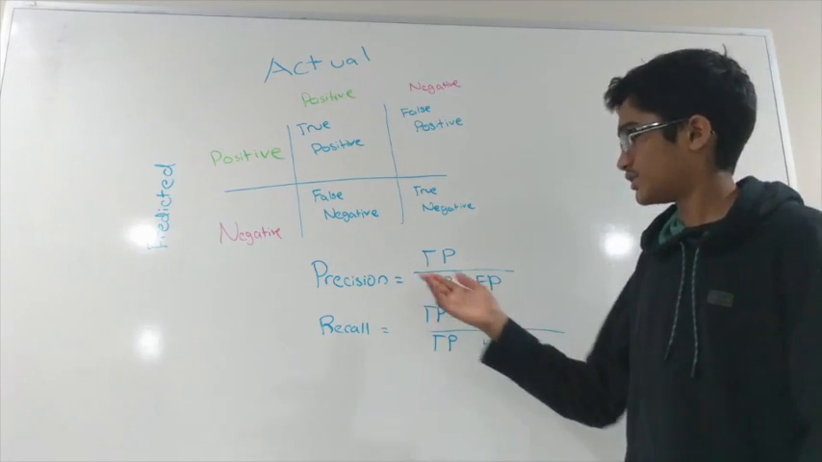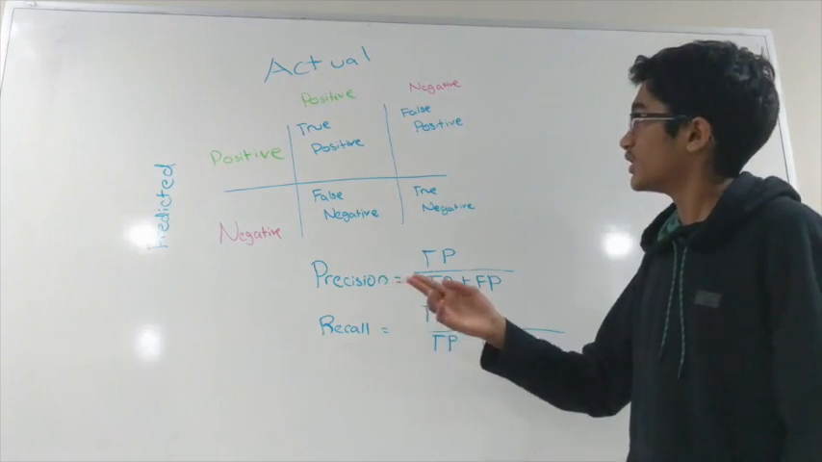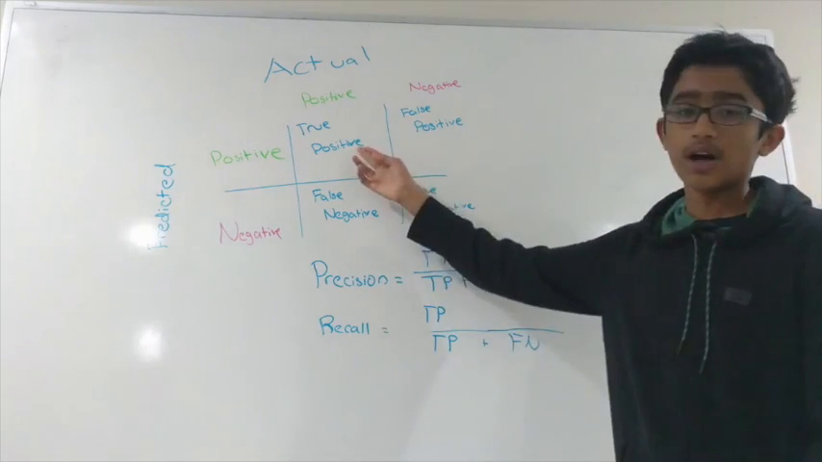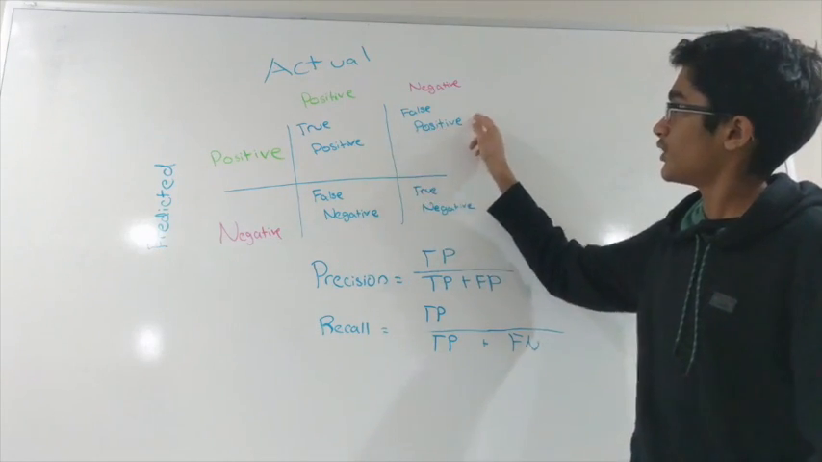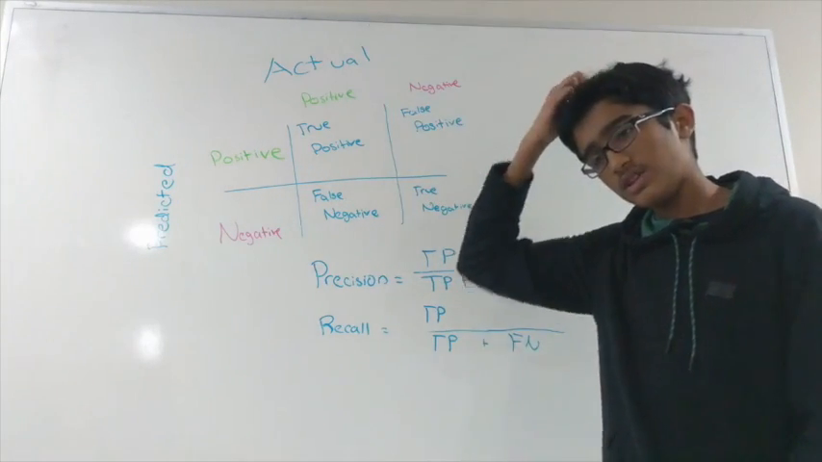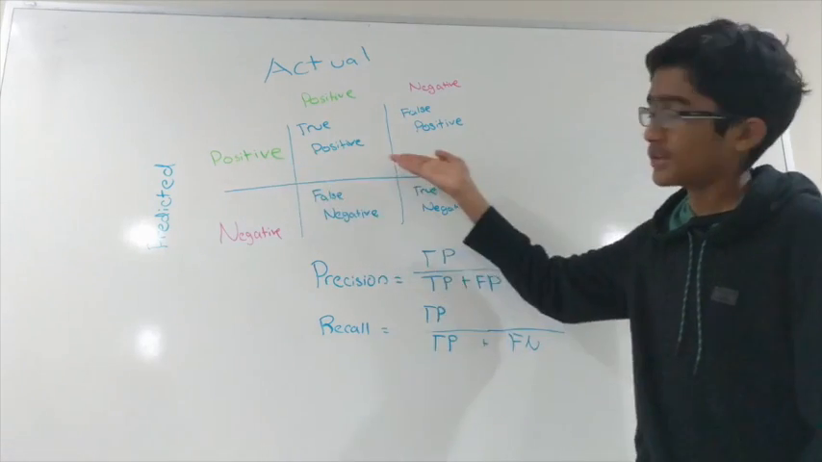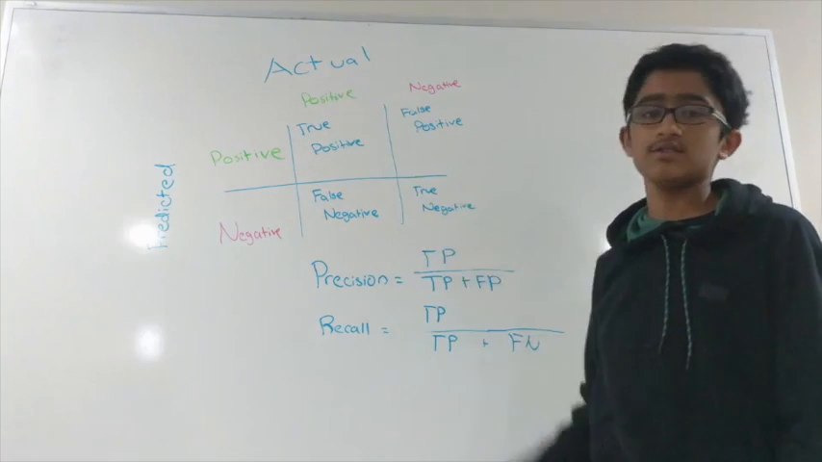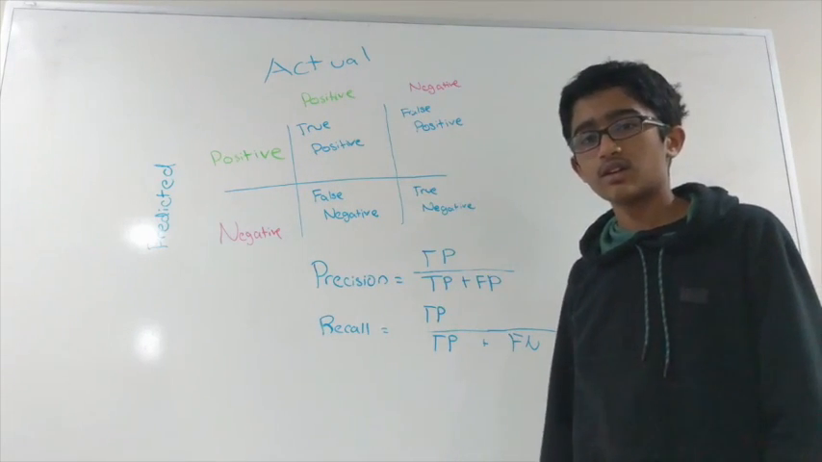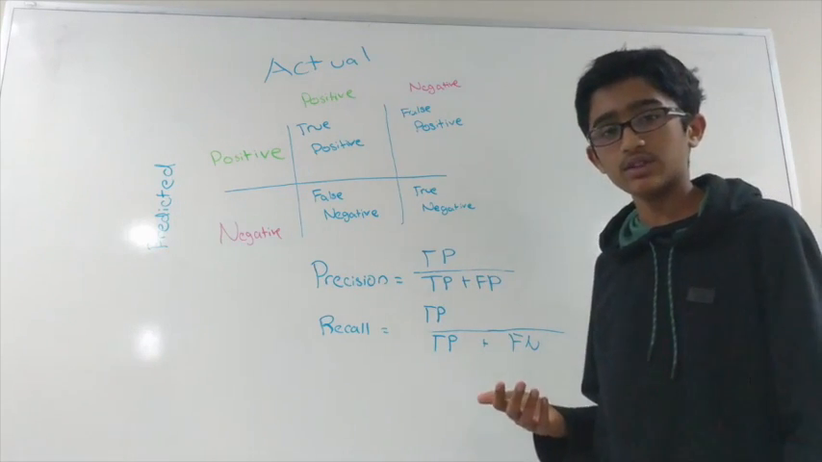And so these are the two metrics that statisticians use. Precision. Precision is true positives over true positives plus false positives. So what does that mean? Out of all of the ones that the model predicted as positive, how many of them are actually positive? That's what they're asking. So that's one metric that is used.